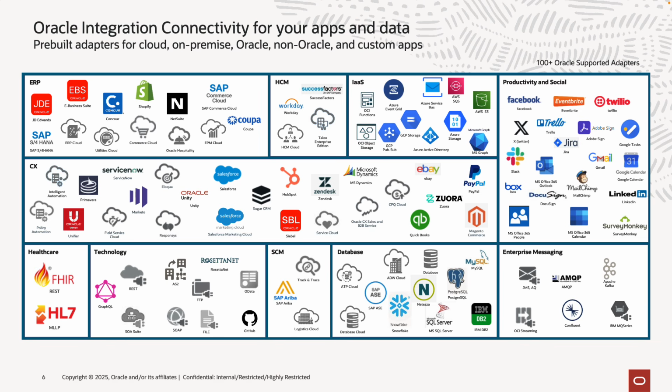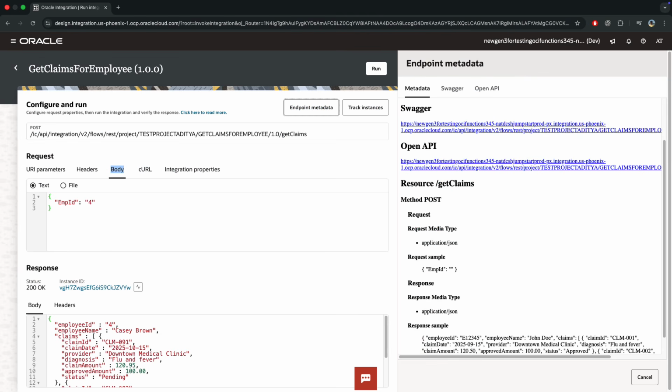With integrations, you can unlock endless possibilities in the sense that there are 100-plus prepackaged adapters to create integrations to these systems. And if there isn't an adapter for the particular system that you're trying to access, you can always use the technology adapters, REST, SOAP, file, FTP, to talk to these systems and either post or get information.